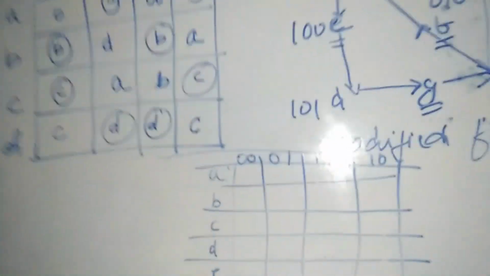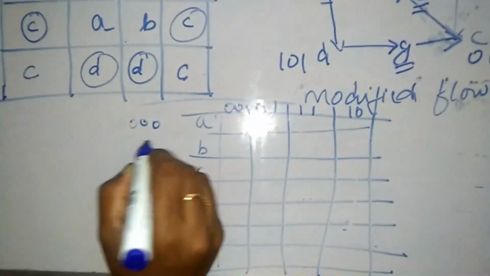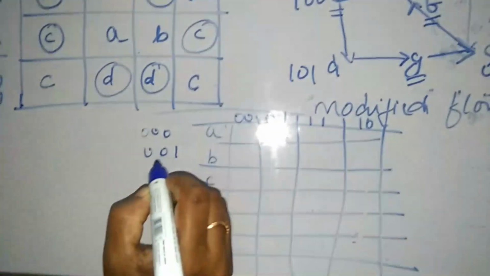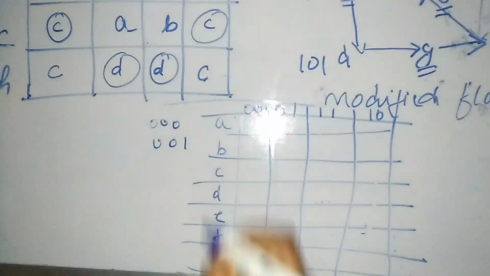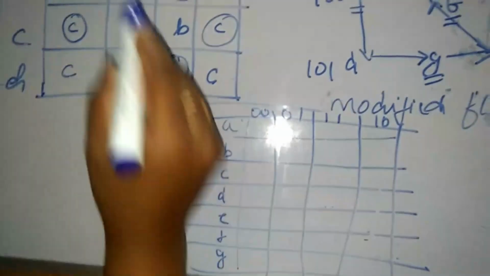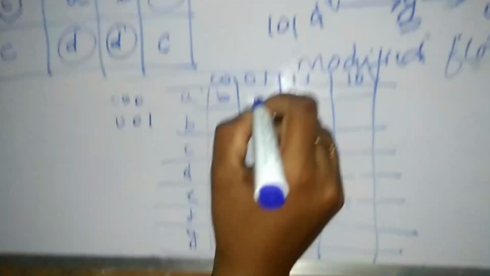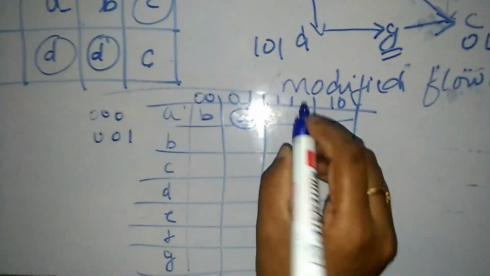We know A is 0, 0, 0, and B is 0, 0, 1. So here it is A, B, C, D, and you know the values. Using our first state table, when A is 0, 0, it is going to A itself. In the next condition, it is going to D.